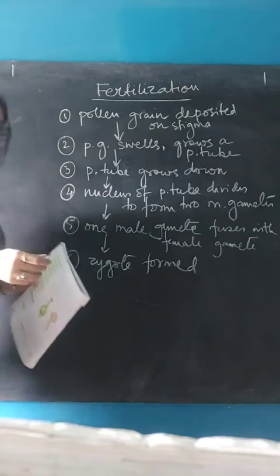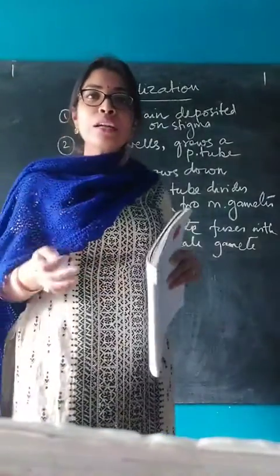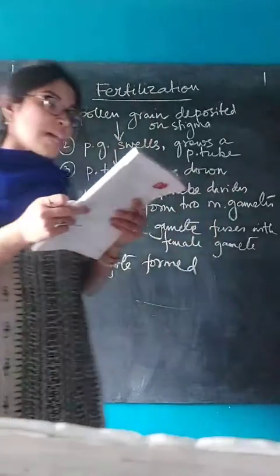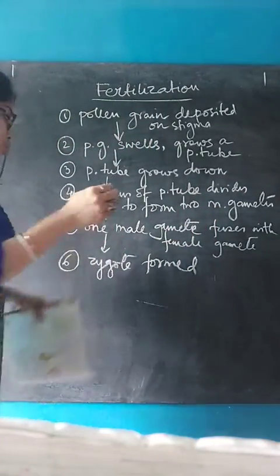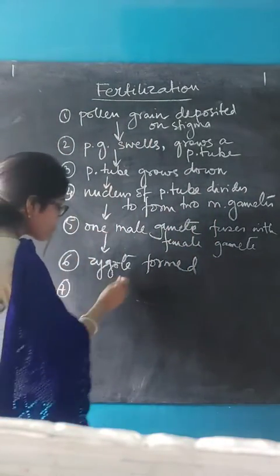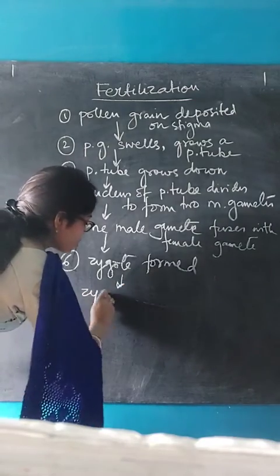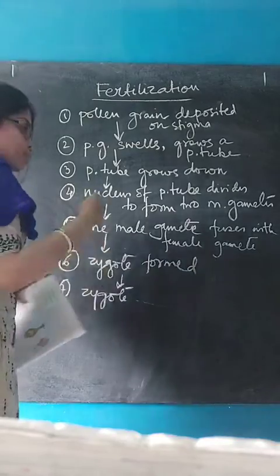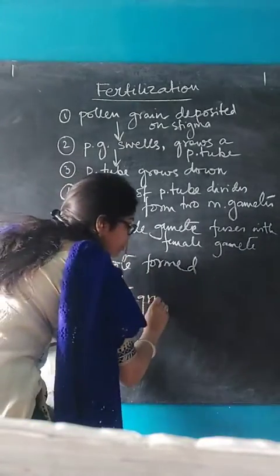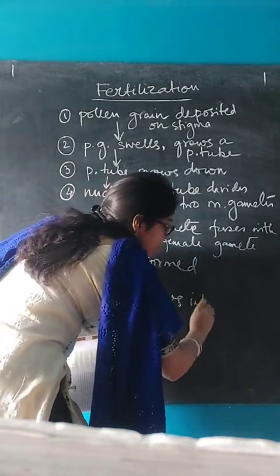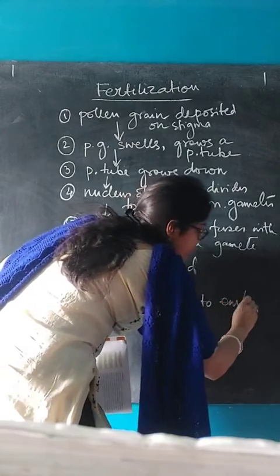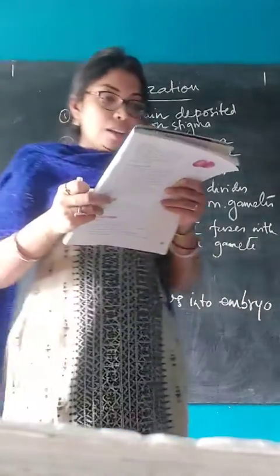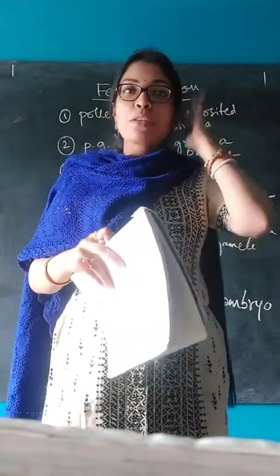Zygote, as I said, is the product of the fertilization between a male and a female gamete. Okay. The zygote divides several times and grows into an embryo. Seventh step, what? Zygote grows into embryo by cell division. Okay, and the last step is embryo develops into seed.